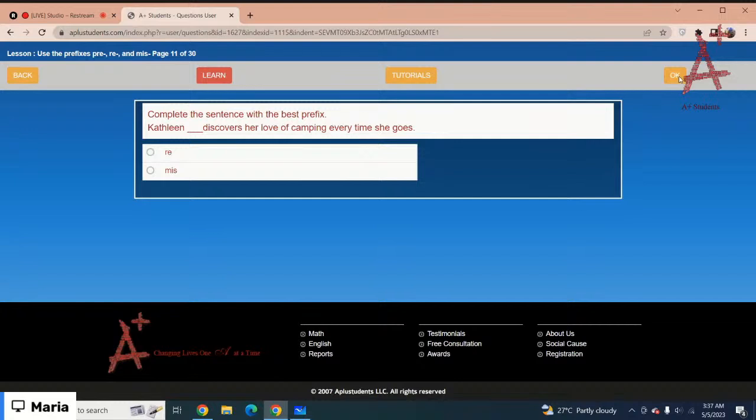Kathleen dash discovers her love of camping every time she goes. So, which is the correct option? Re or miss? It would be rediscovers her love.